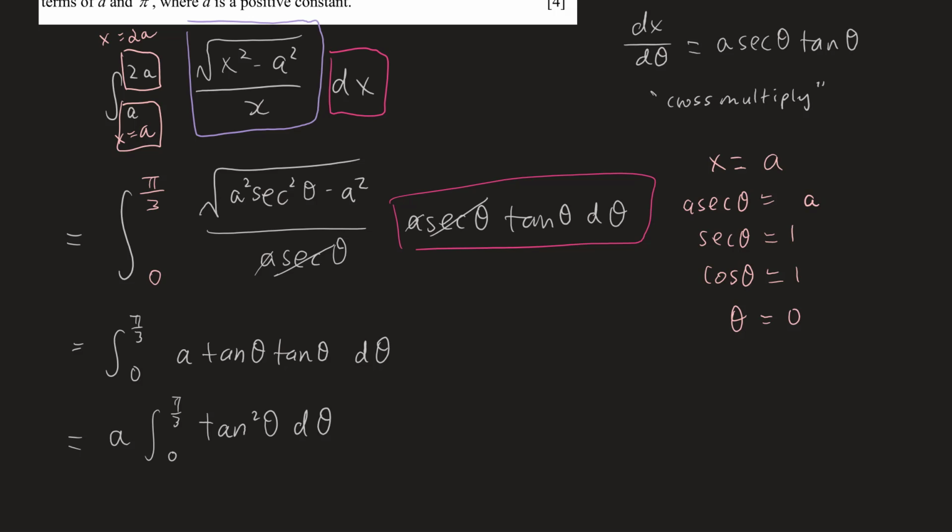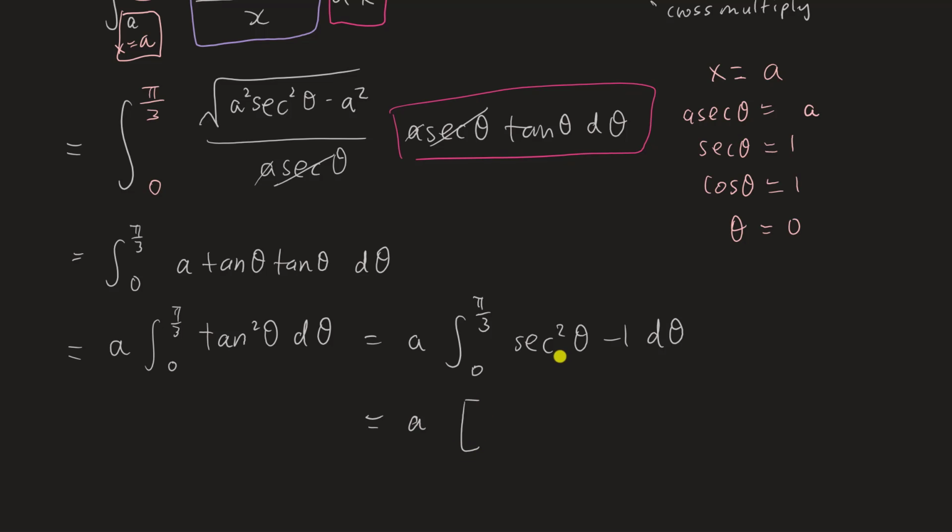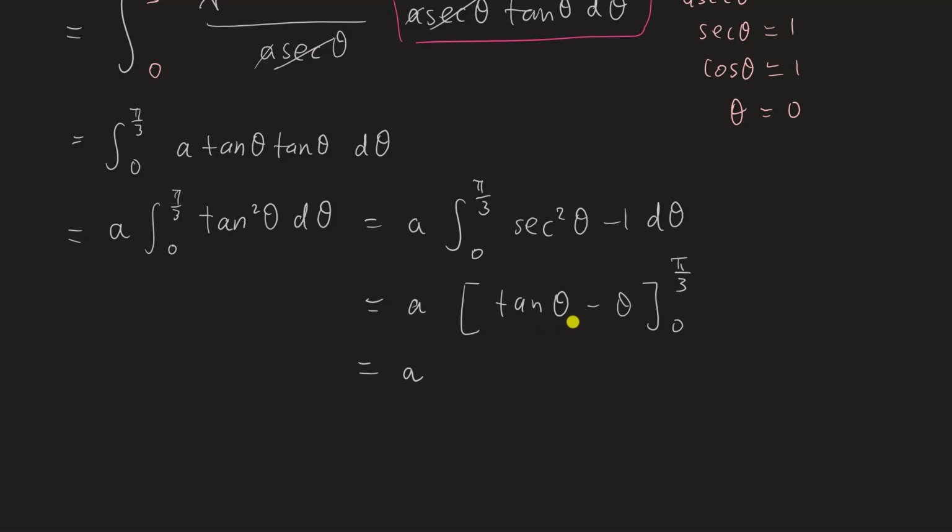So back to our question. Integrating tangent square, all we need to do now is to turn this into secant square theta minus 1 d theta, and then this question becomes really easy because integrating secant square gives you tangent theta minus theta from pi over 3 to 0. This will just give you tangent theta, tangent pi over 3 gives you root 3 minus pi over 3. Subtract away tangent 0, which is 0, minus 0, which is also 0. So that leaves you with this answer here.